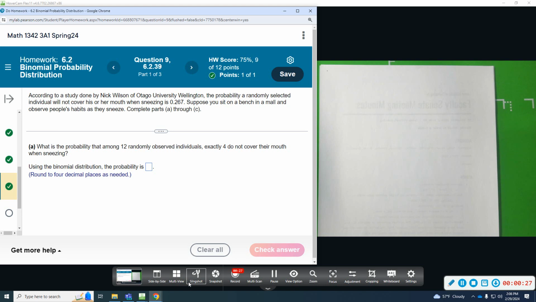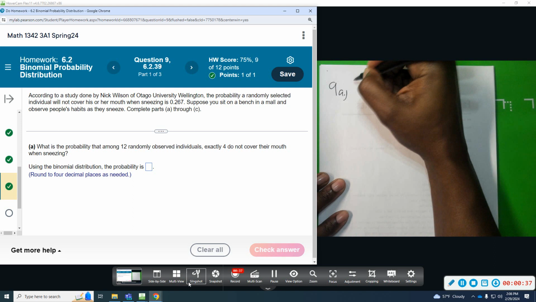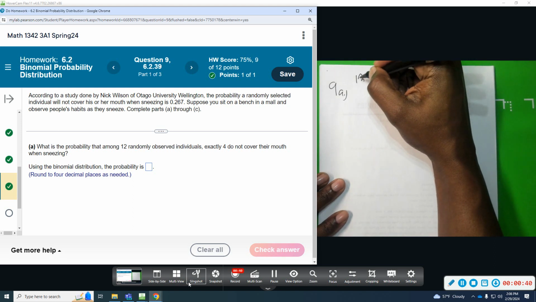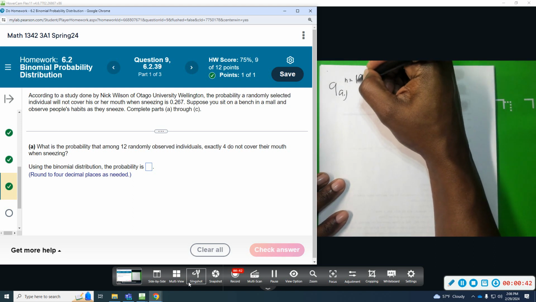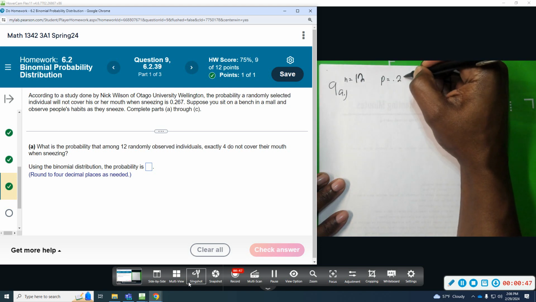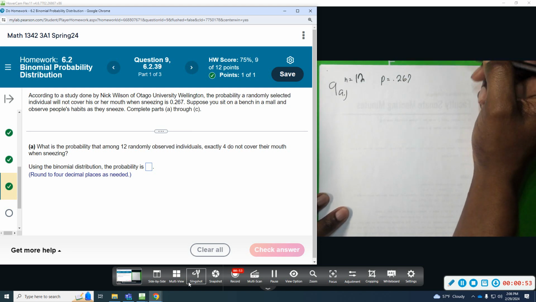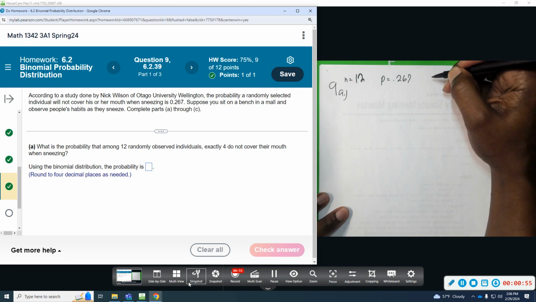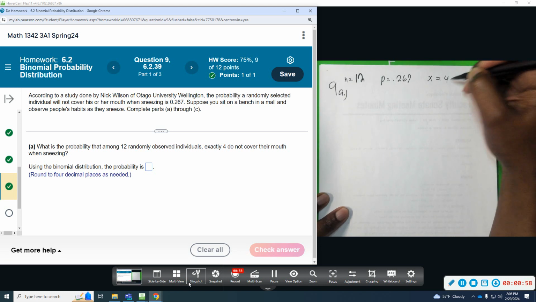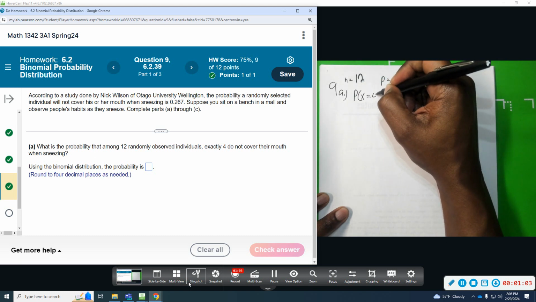So I want to know what's the probability that among 12, exactly 4 do not cover their mouth. That's part A. We know that we're dealing with 12, so n is equal to 12. We've got a fixed number of trials. We've got a probability of success, which is 0.267. Our success is defined as not covering their mouth, although we wouldn't want people to not cover their mouth. And we want to find the probability that we get exactly 4. So we're looking for the probability that X is equal to 4.